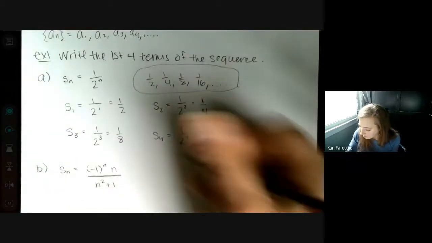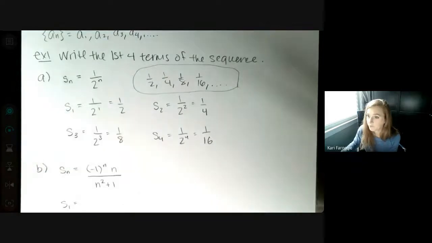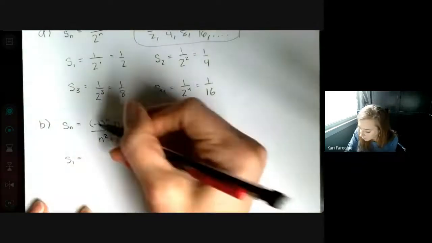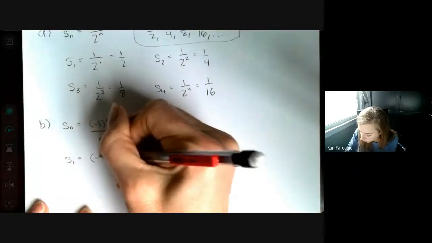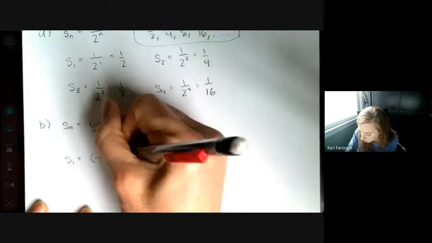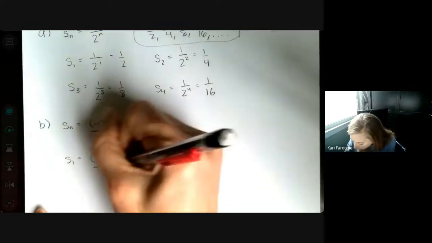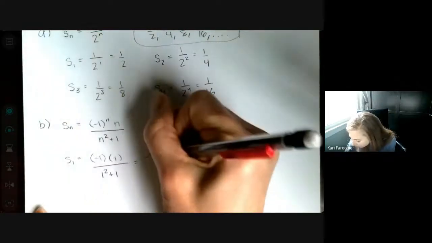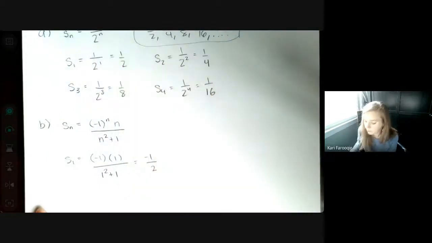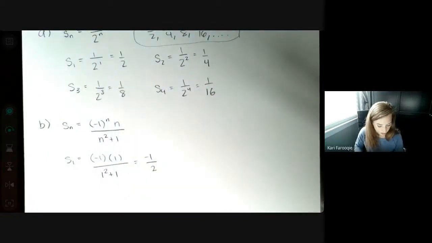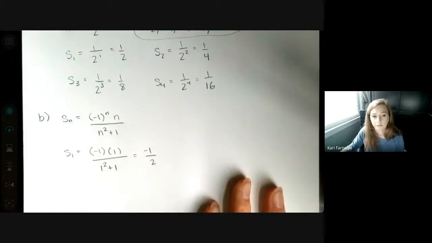All right, so let's see, s sub 1. When we let n equal 1, we'll just get -1 to the first. And you can just evaluate it like this, whether you write the 1 or not. It does not matter. I'm writing it just because I'm the one evaluating it. And your first term is going to be -1/2.